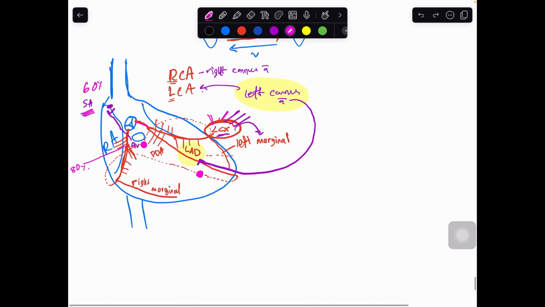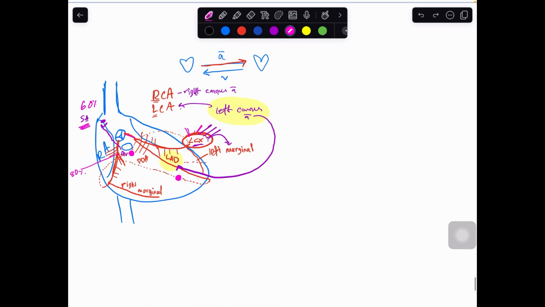Last thing I want to discuss is my interventricular septum. The interventricular septum also has supply. It's very easy to understand. We have one third of the interventricular septum posteriorly and two thirds anteriorly. Posteriorly, what is found in the posterior interventricular groove? The posterior descending artery. And the posterior descending artery originates from where? From the right coronary artery. So that's why this is supplied by the right coronary artery.